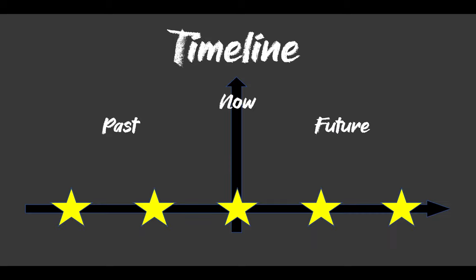So let's look at the timeline. The yellow star represents the present simple. So you can see it in the past, now, and in the future. But why is that? Well, I will explain in a minute.